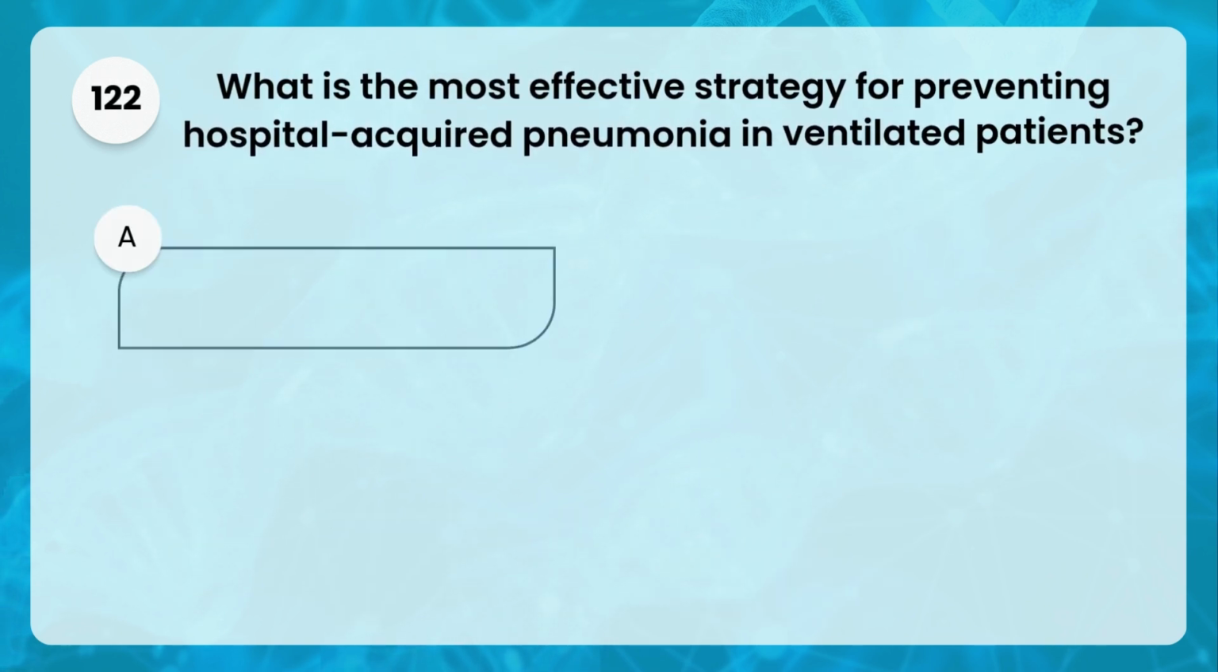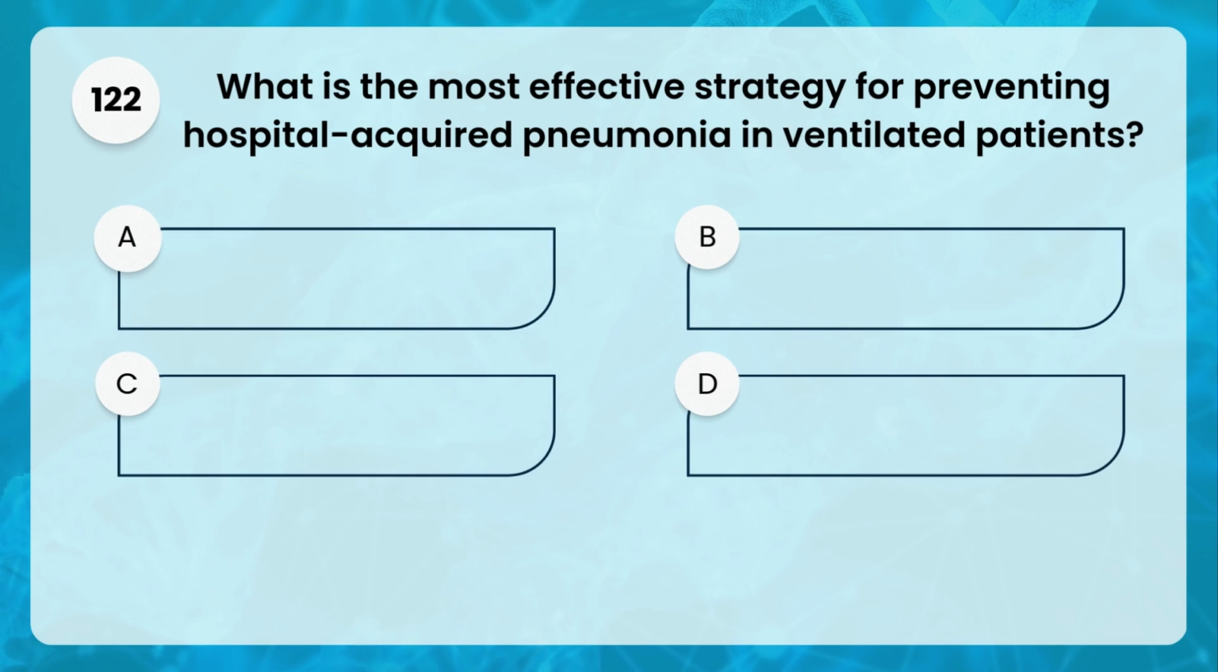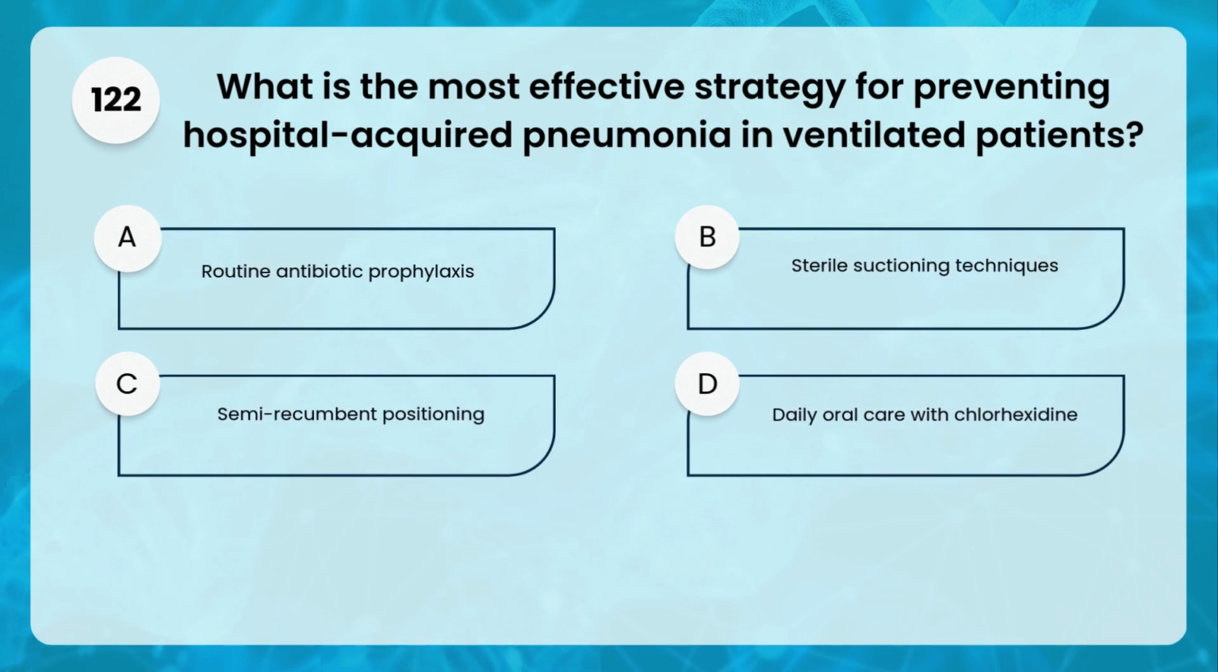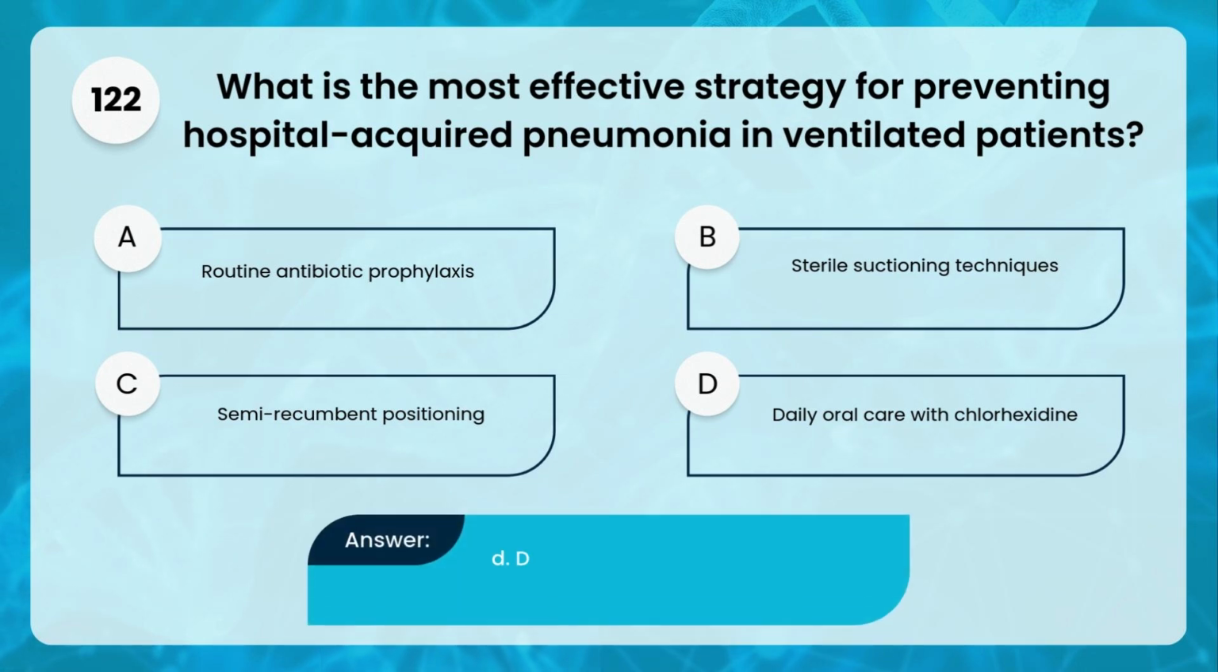122. What is the most effective strategy for preventing hospital-acquired pneumonia in ventilated patients? A. Routine antibiotic prophylaxis. B. Sterile suctioning techniques. C. Semi-recumbent positioning. Or D. Daily oral care with chlorhexidine. The answer is D. Daily oral care with chlorhexidine.